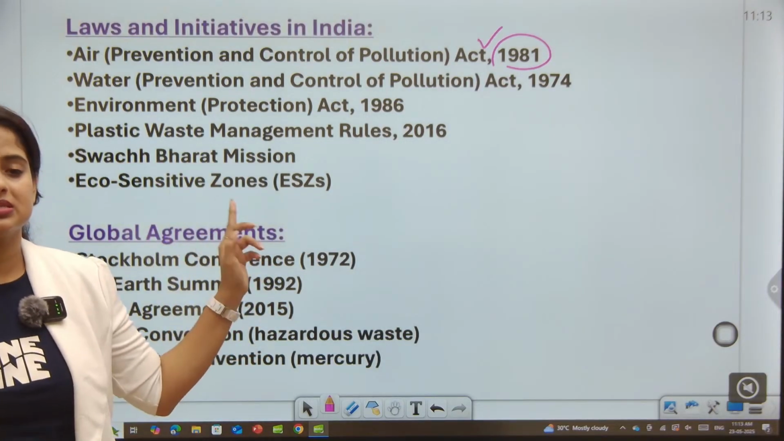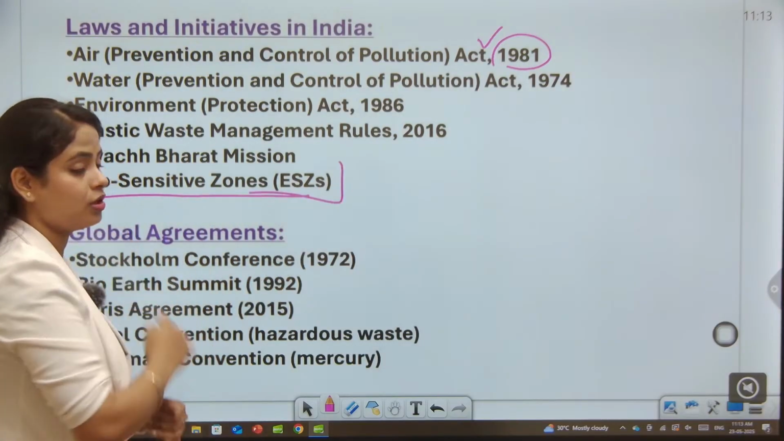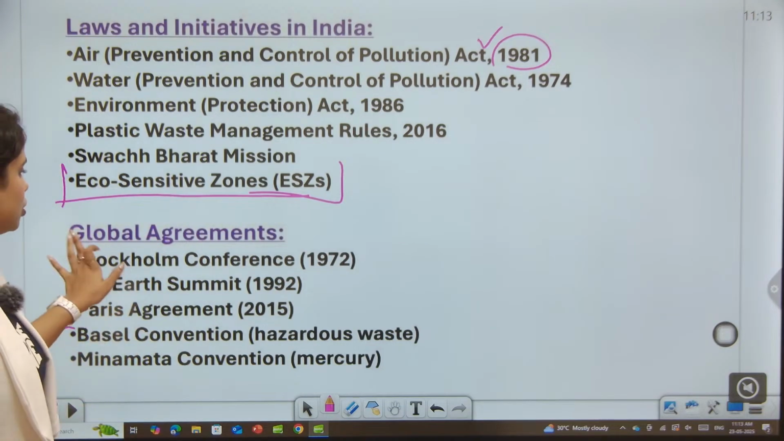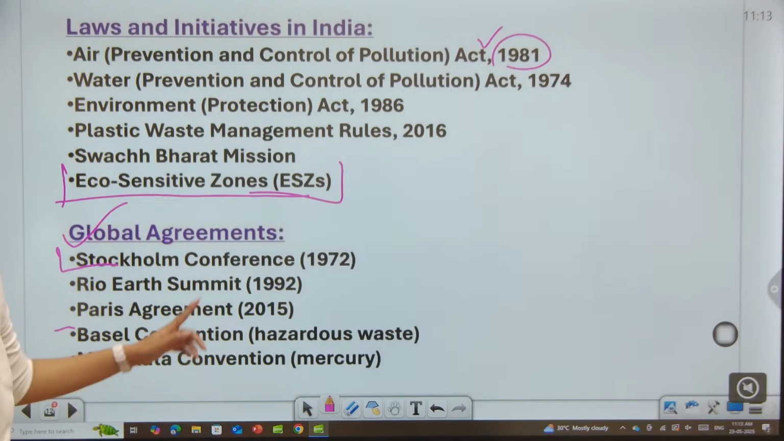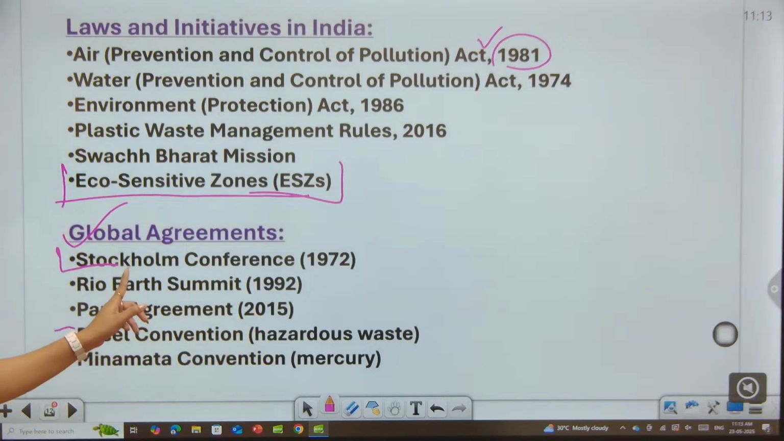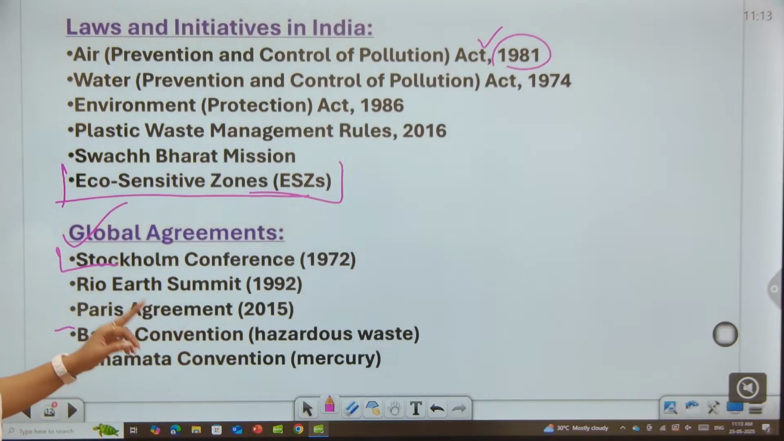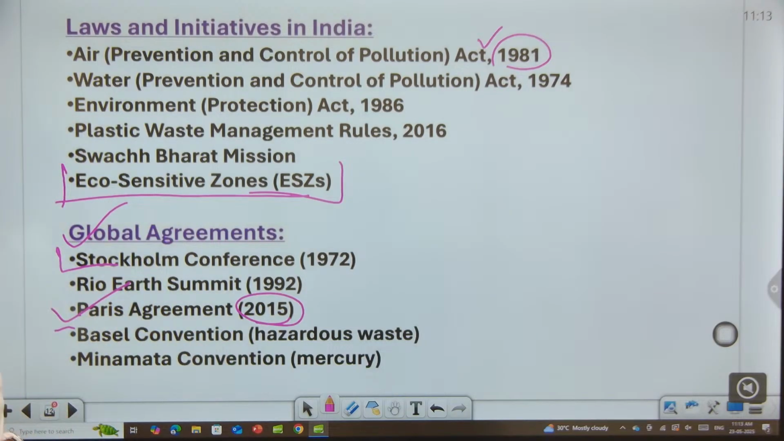So eco-sensitive zones are all over India, that is also important, keep it in your mind. About the global agreements: the Stockholm Conference 1972, the Rio Earth Summit 1992, the Paris Agreement, very, very crucial, you have to remember it. Then the Basel Convention, that is also important.